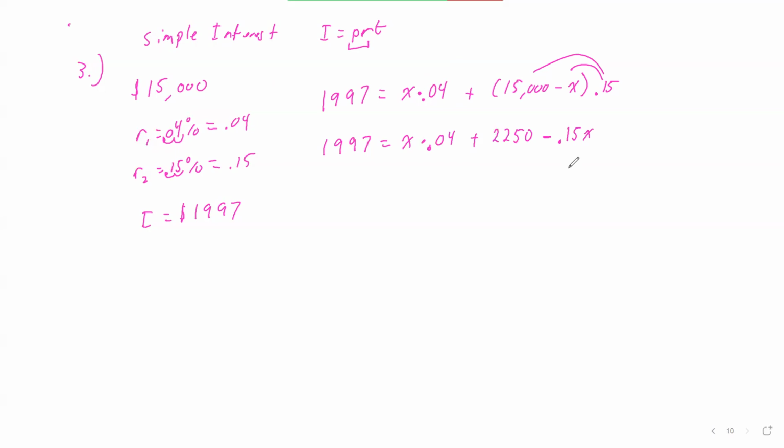What would I do next? Combine. So even though this is written number and letter, this technically can be written as 0.04x if you had wanted to clean that up. It doesn't matter if you did or not. But when you're combining like terms, this would be 0.04 minus 0.15. And what would that give you?